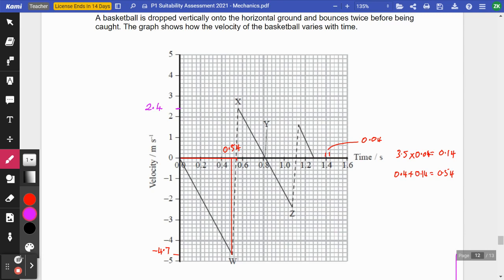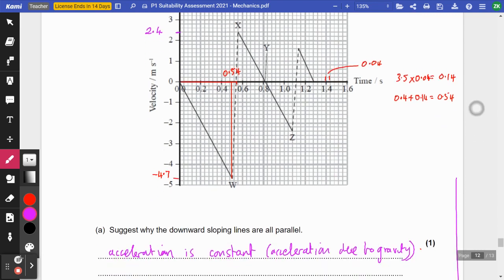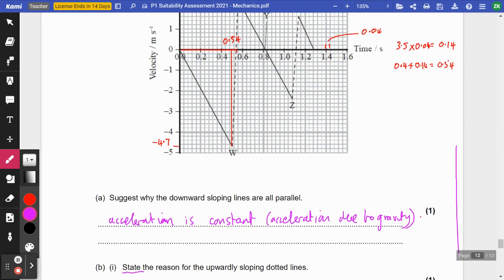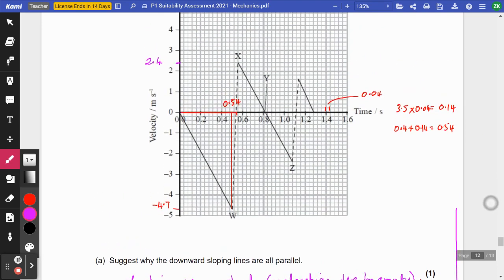This signifies that the ball is falling. This signifies that the ball is falling. This signifies that the ball is rising, and this signifies that the ball is rising as well. Okay, now suggest why the downward sloping lines are parallel.